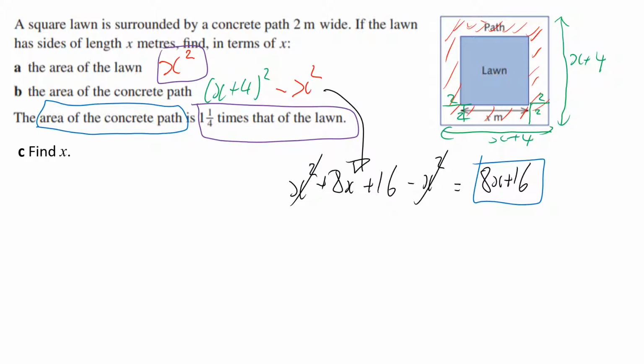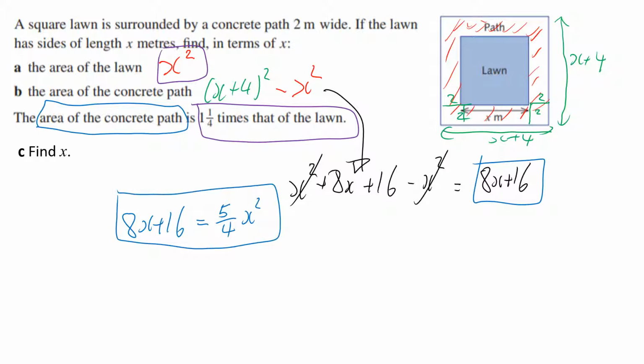So this facilitates setting up the equation as follows. 8x plus 16, the area of the path. We're going to set that equal to 1 1/4. Let's change that mixed number to an improper fraction. 5 on 4 lots of x squared. Why x squared? Because that's the area of the lawn. There it is. That's the quadratic equation that we'll need to solve now.